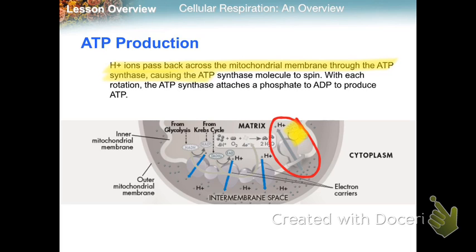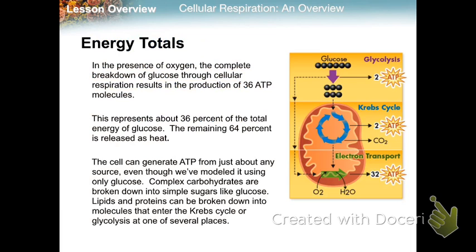Here's ATP being formed. I colored it too much, now you can't see it, sorry. There. With each rotation, the ATP synthase attaches a phosphate to ADP to produce ATP. And again, you don't have to understand the how or the why, but just know that that's how ATP is produced, and ATP is our magical mystery energy molecule.